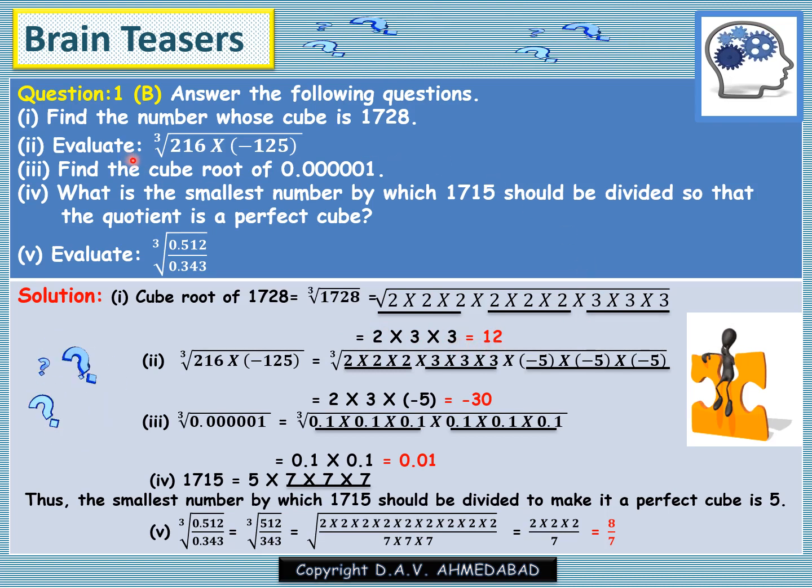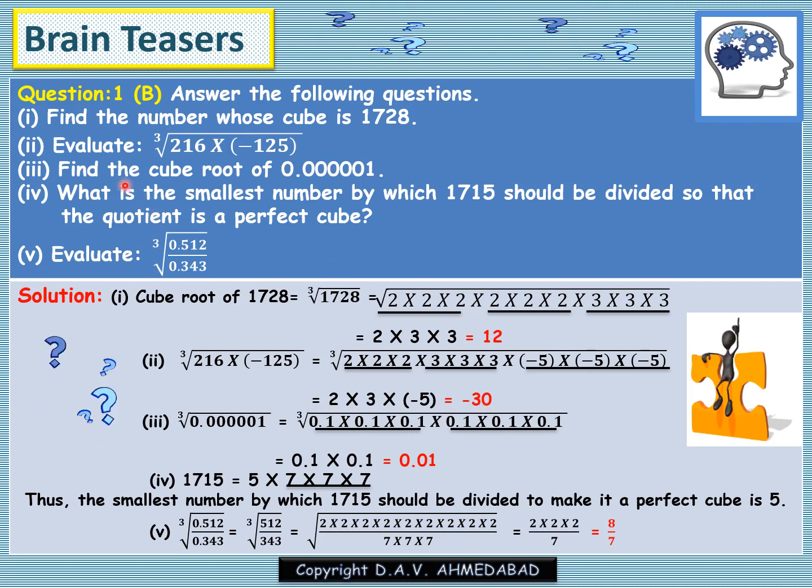Second question is evaluate cube root of 216 into minus 125. Cube root of 216 is, yes, tell me children. Right, it is 6, and cube root of minus 125 is minus 5. So answer is 6 into minus 5 equals to minus 30.